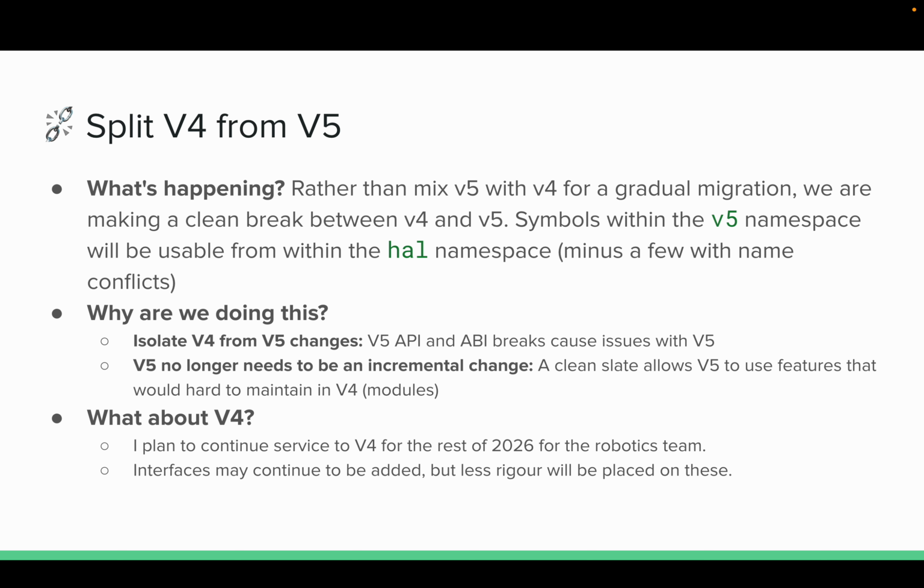Now, why are we doing this? Well, if we can isolate v4 from v5 changes, v5 can do API and ABI breaks without causing issues to v4. This should say v4 here, apologies. But the main thing here is we're going to make a lot of changes with v5, and trying to mix the two is going to be very confusing and problematic.